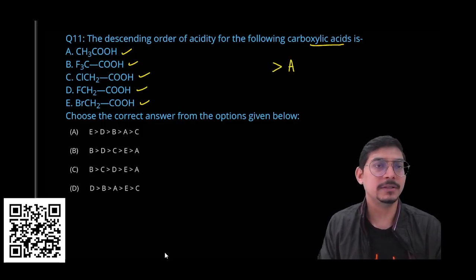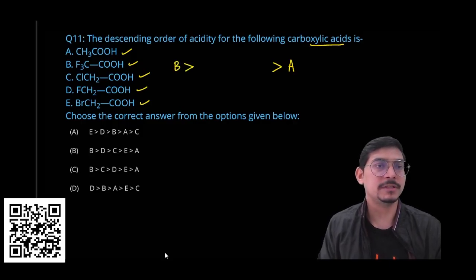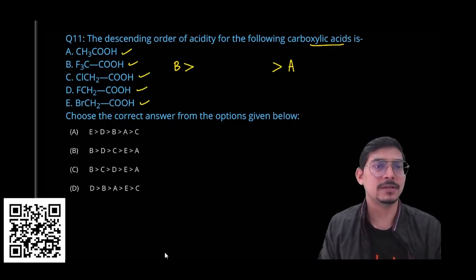Now, out of B, C, D, and E, B should be most acidic because we have three fluorine atoms here. So the cumulative minus I effect will be maximum. So the most acidic among these would be the compound B. Now, out of C, D, and E, we have chloroacetic, fluoroacetic, and bromoacetic acid. And here, the minus I effect order of these three halogens is fluorine maximum, then chlorine less, and bromine even less. Which means that out of C, D, and E, D should be more acidic than C, and chloroacetic acid should be more acidic than the acid in E, which is bromo, right?